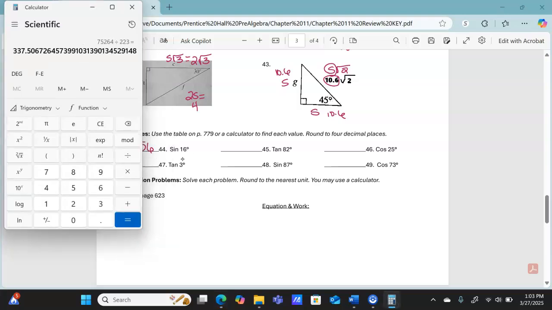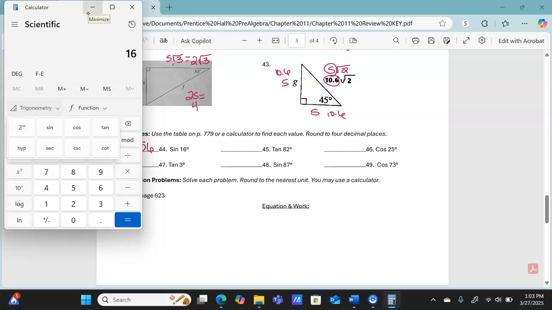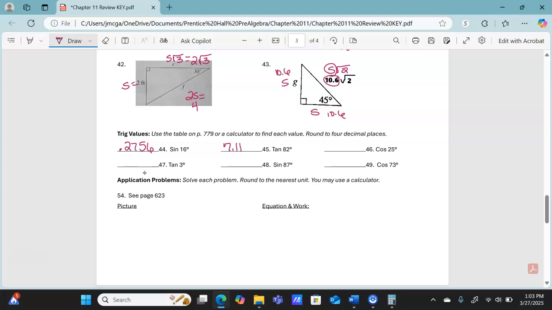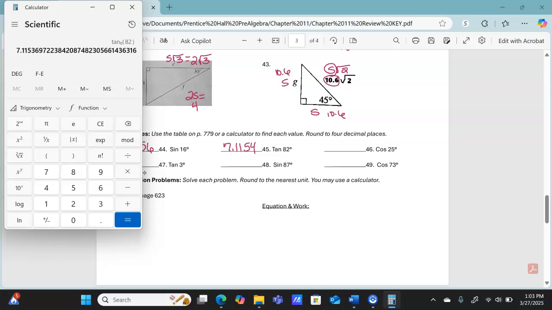So here it is on the calculator. And that was the sine of 15 on your calculators. Oh, it was 16. On your calculators, you have to hit the sine button first. On this calculator, I have to hit it second. So then the tangent of 82 is 7.1154. You can see on the calculator there that you would have to round, pull it back up, you would have to round that 3 up to a 4.